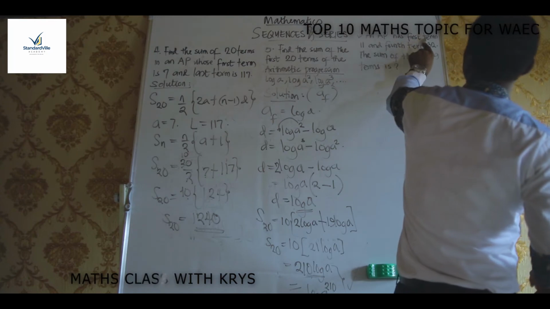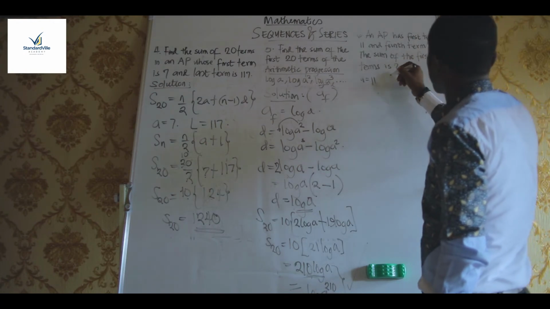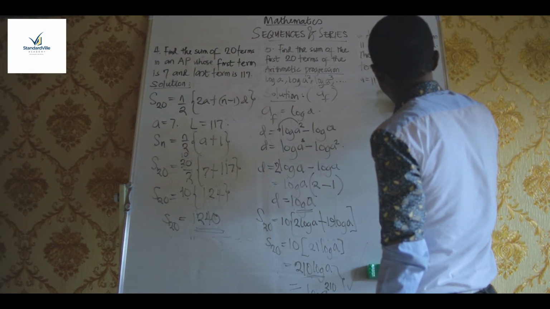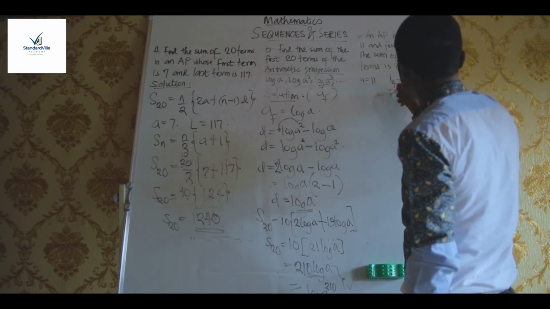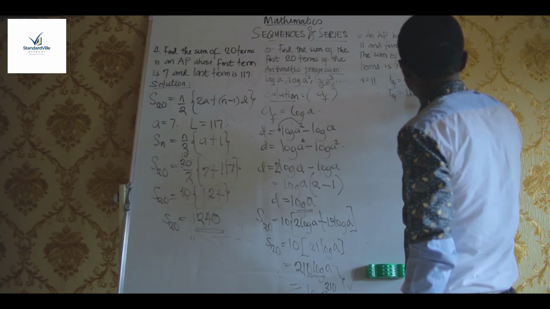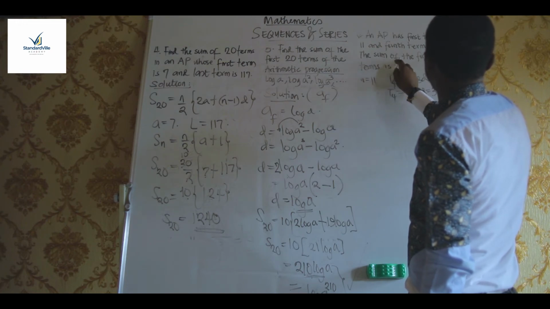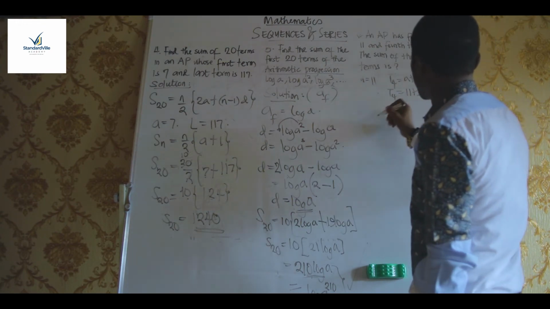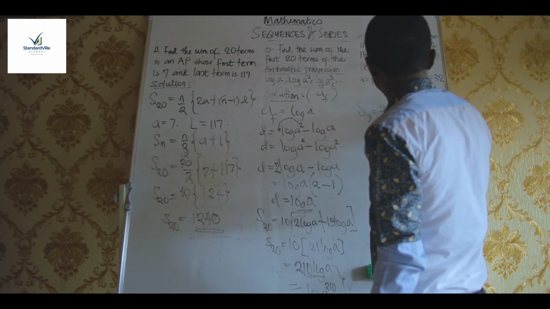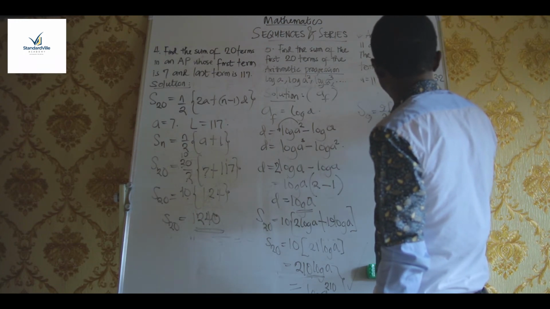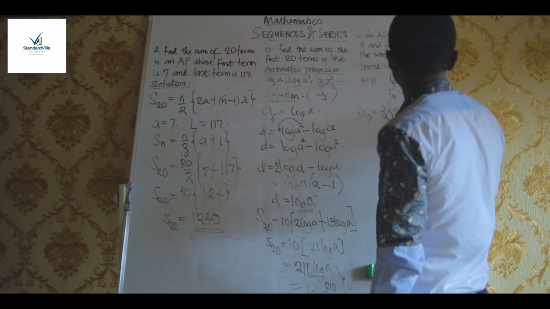If an AP has first term 11, just write A is equal to 11. It helps you fast. And the fourth term is 32. T4, which is A plus 4 minus 1, 3D, is 32. Which means I can say that T4 is 11 plus 3D, which is equal to 32. I'm told to find the sum of the first 9 terms. So S9 is 9 over 2 into 2A, which is 2 times 11, plus n minus 1, that's 9 minus 1, 8D.